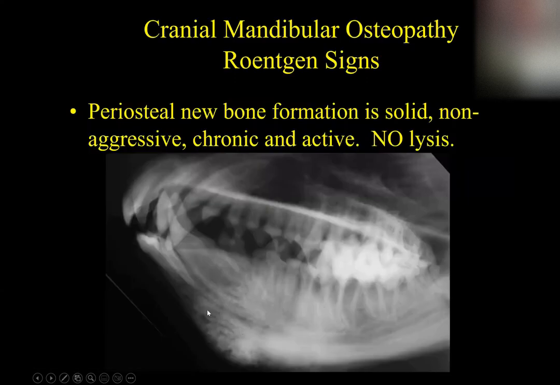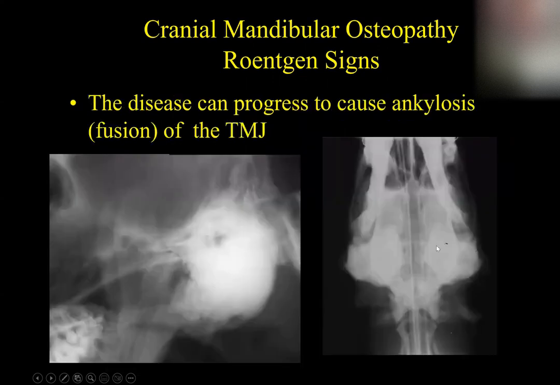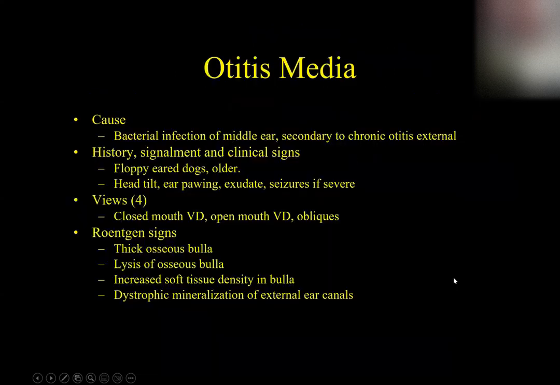Here's a close-up. All this irregular bony production along the ventral aspect of the mandible. And that's a VD view showing the right and left sides. All this is more opaque than it should be, more opaque in the region of the tympanic bulla. It's symmetrical when you compare the right and left side.